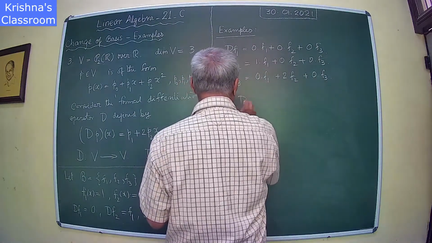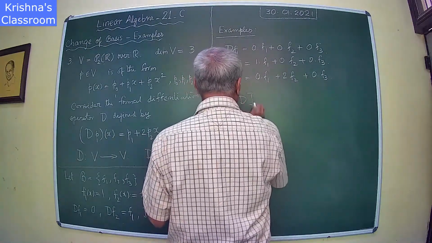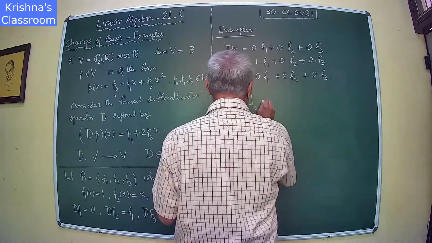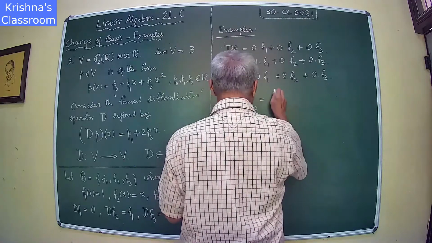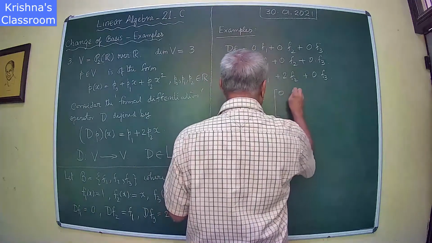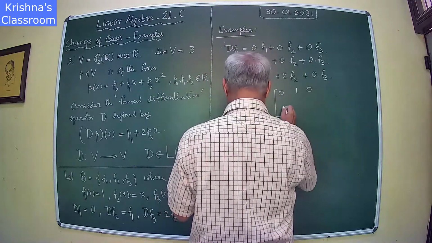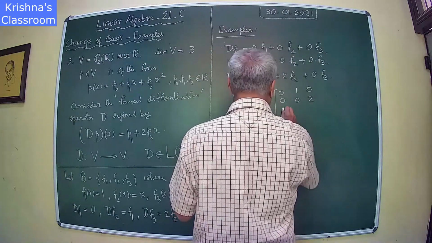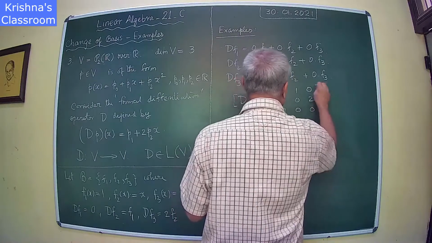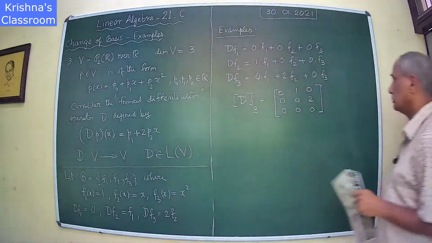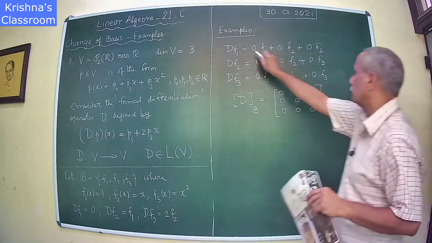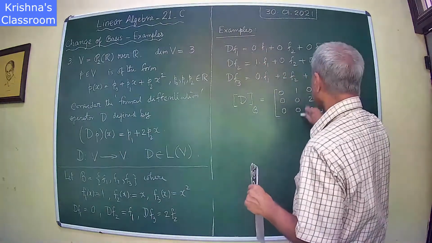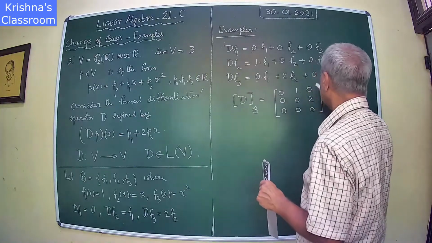Therefore, the matrix representation of D with respect to the ordered basis B is given by 0, 1, 0, 0, 0, 2, 0, 0, 0. What happens is that these coefficients make the first column, these coefficients make the second column, these coefficients make the third column.